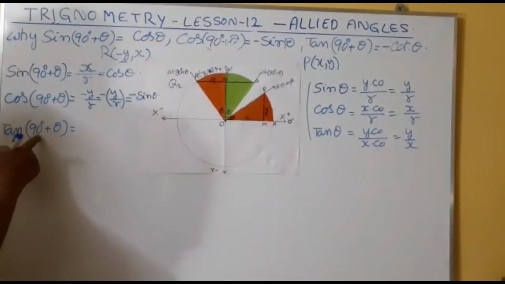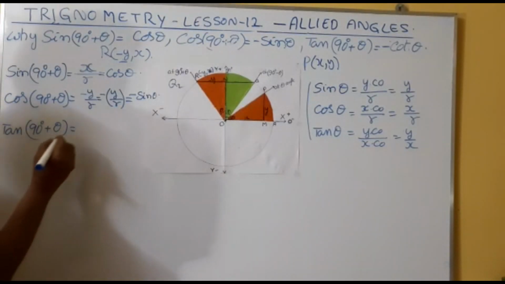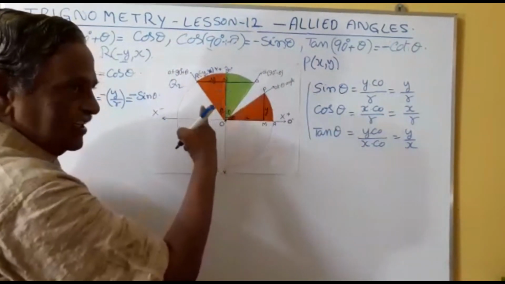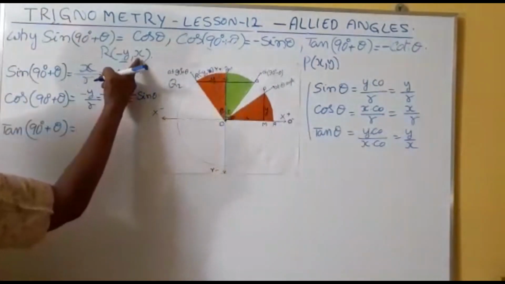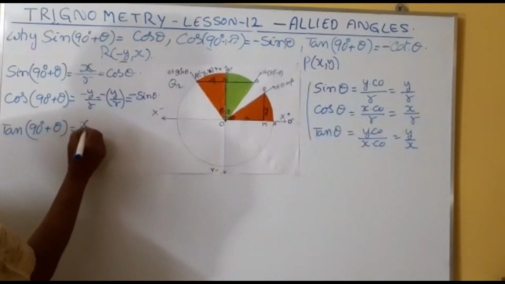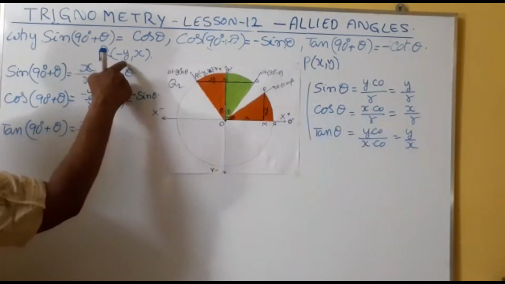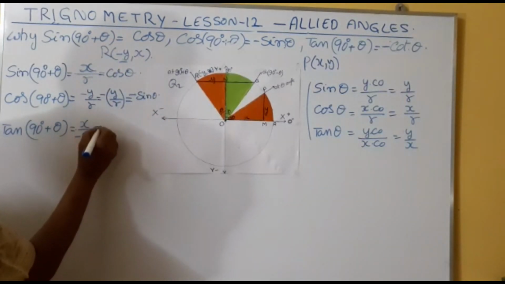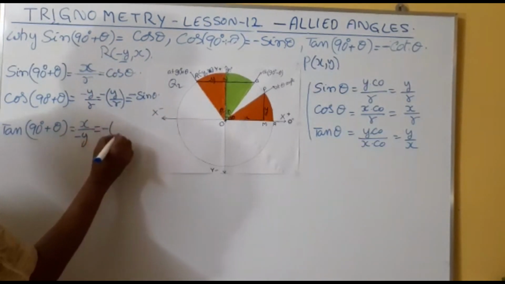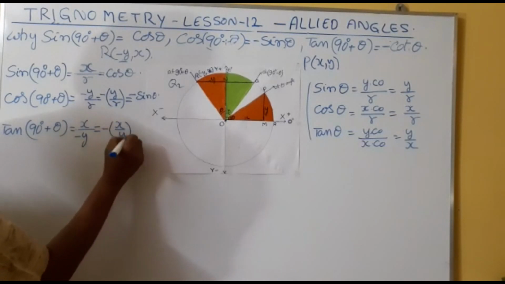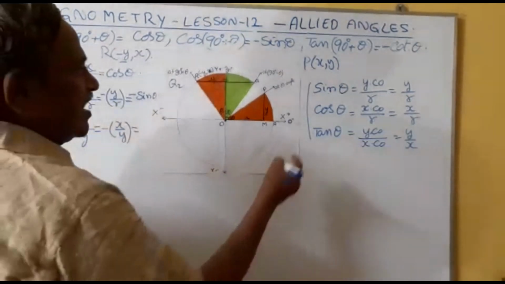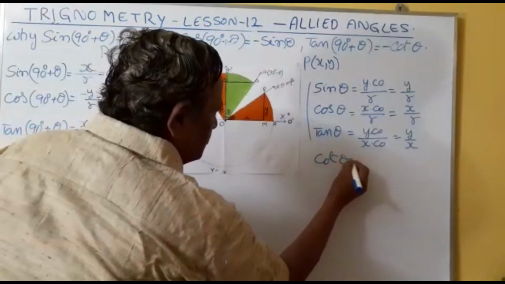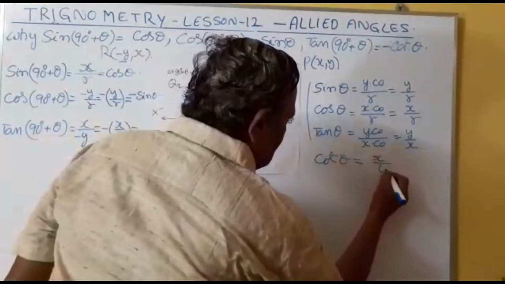Similarly, tan of 90 degrees plus theta is y coordinate by x coordinate. But here the y coordinate is x, and the x coordinate is minus y. Therefore, this is equal to minus x by y. But x by y is cot theta.